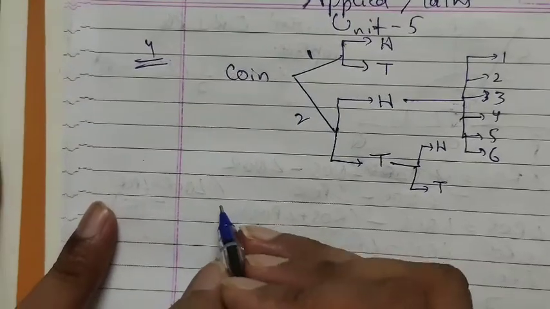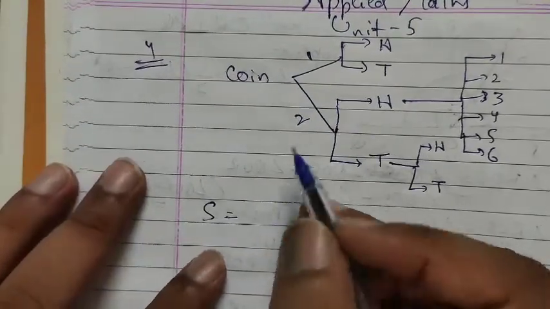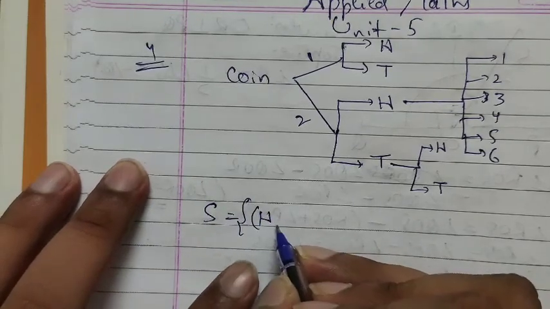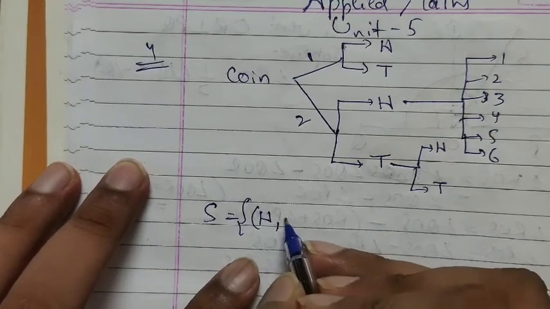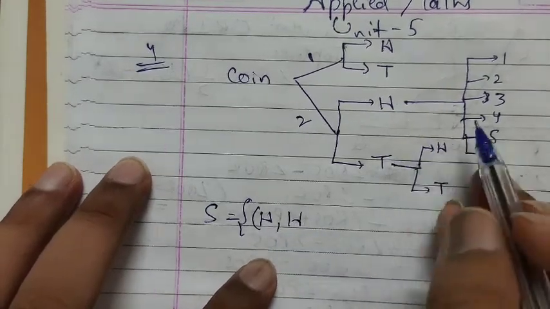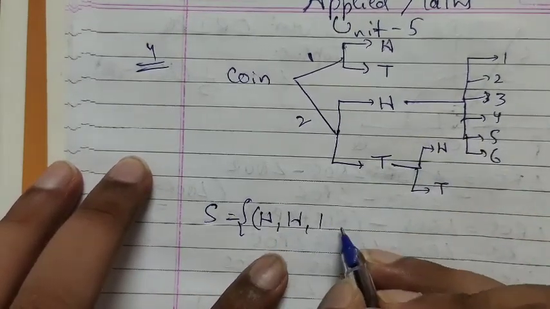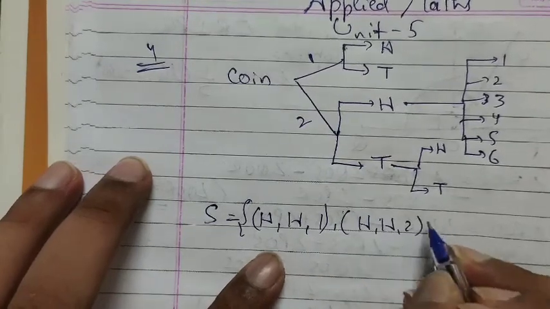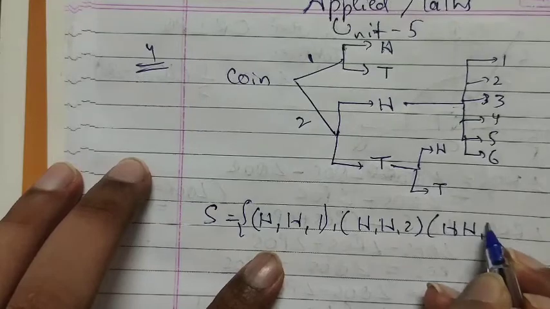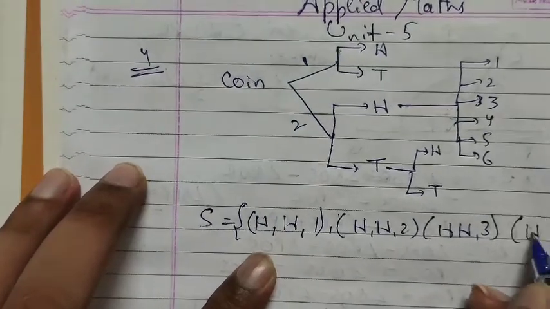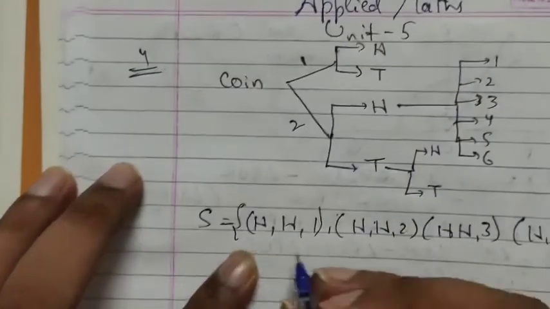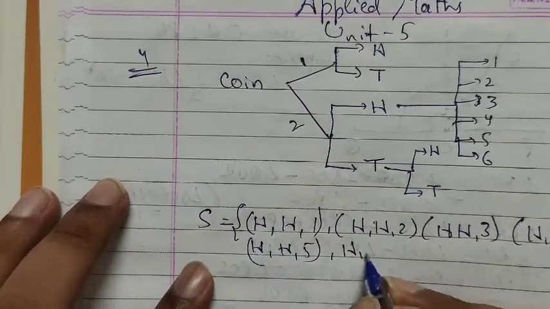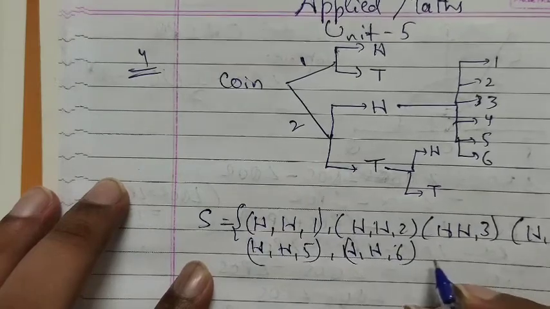So the sample space: in the first coin we can have head. If in the first coin we have head and in the second coin we have head, then with head we can have 1, with head we can have 2, 3, 4, 5, and with head we can have 6.